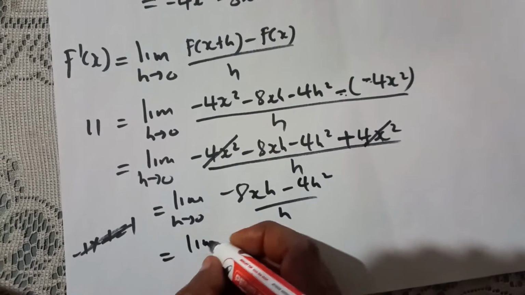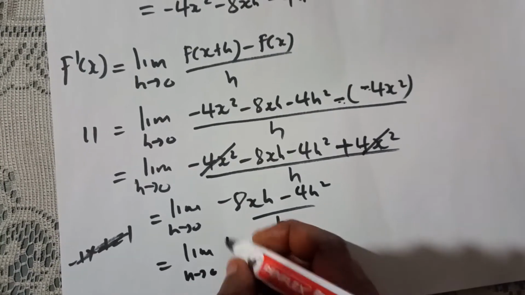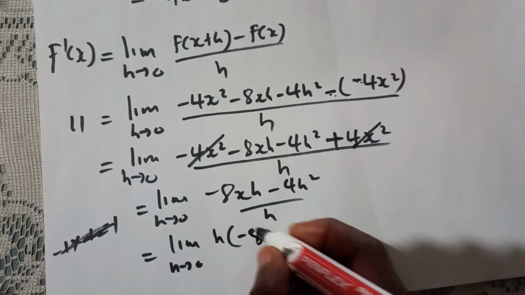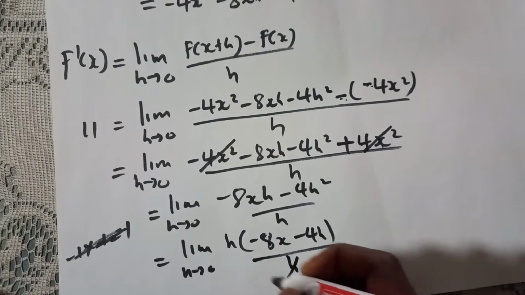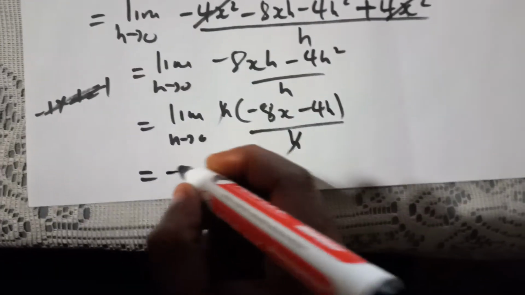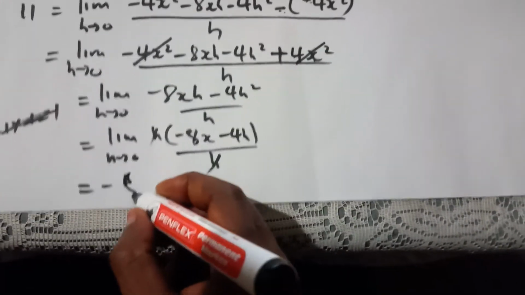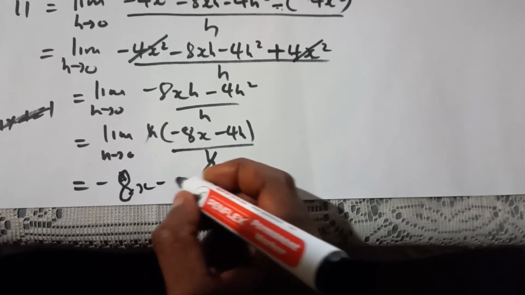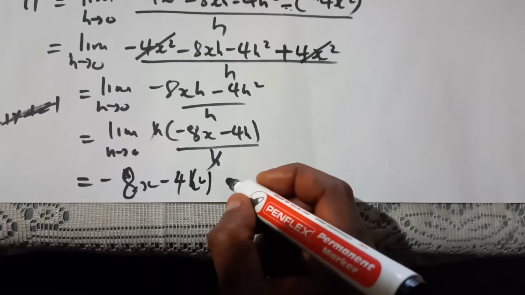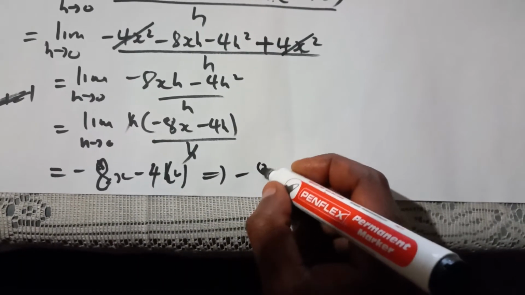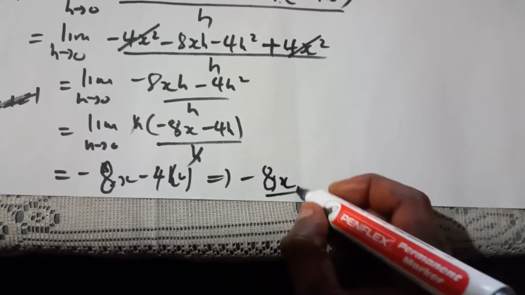So now, h is factored out: negative 8x minus 4h all over h. H cancels, so you are left with negative 8x minus 4h, which we substitute h as 0, so we get negative 8x. That is the answer.